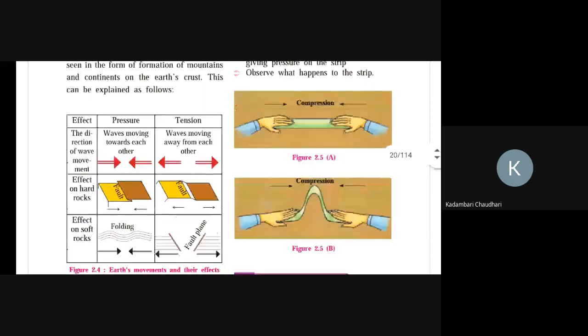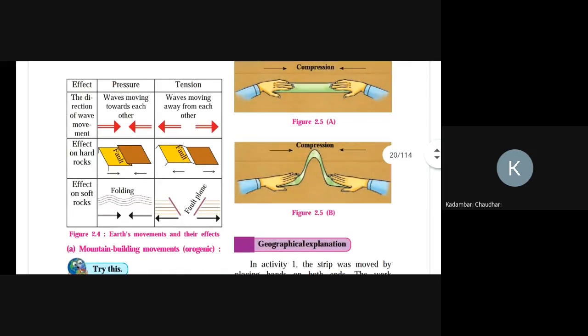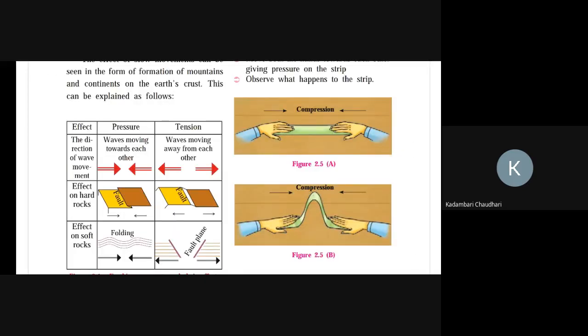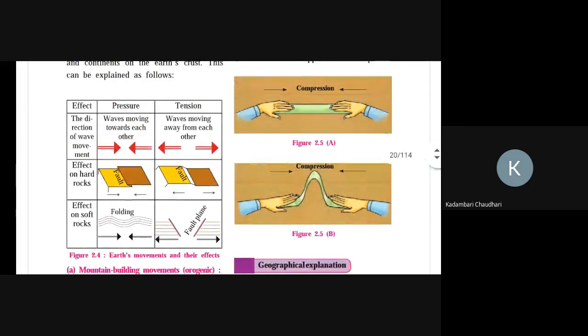That's why. Now see here, this table: effect, direction of wave movement, pressure and tension. What is pressure and what is tension? I hope you have heard about pressure and tension. Okay, pressure, tension is not regarding our tension. It is another tension. See here, in the pressure, waves moving towards each other. And in the tension, waves moving away from each other.